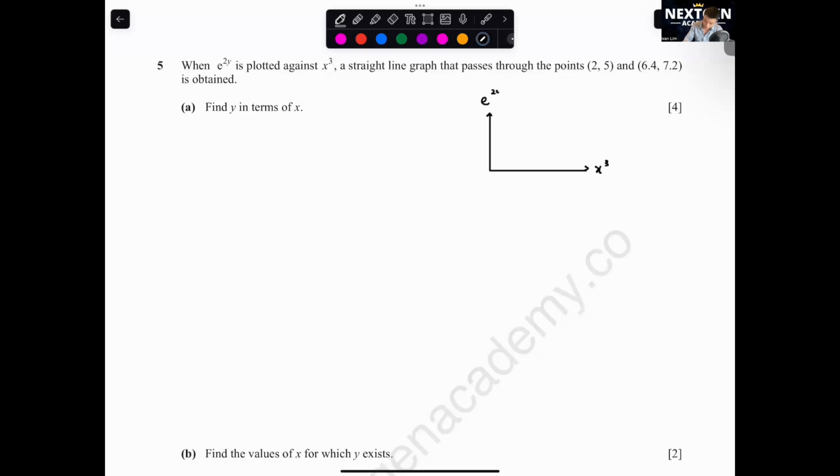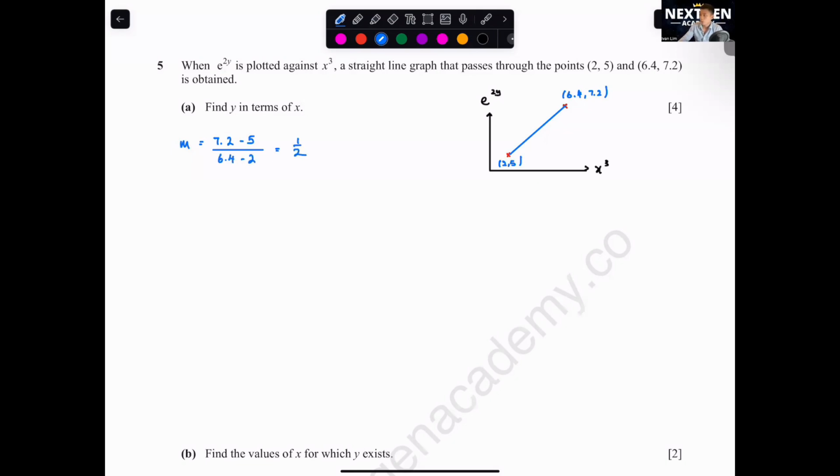X cubed, e to the power of 2y. We've got 2 points, (2, 5) and (6.4, 7.2). Okay, so you want to find a line like this. So what are the things that you need to find? M and C. Okay, always keep this in mind. Find your gradient, then find your y-intercept. Also, another thing, these two values is not x and y. This is big X and big Y. So first thing, let's find what is M. M is y2 minus y1, so I can take 7.2 minus 5 over 6.4 minus 2.